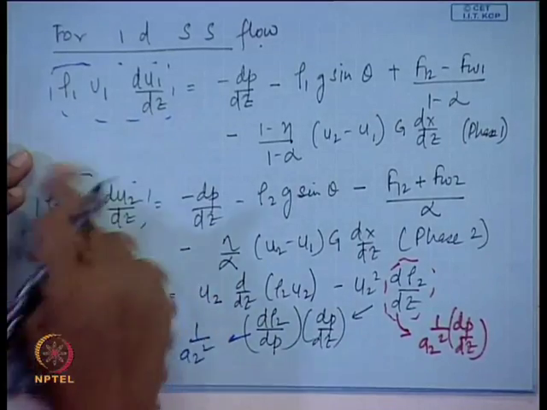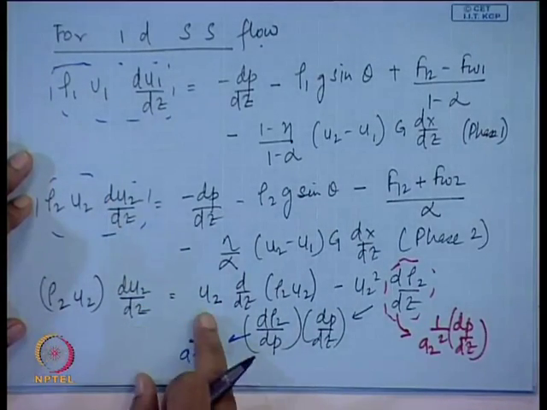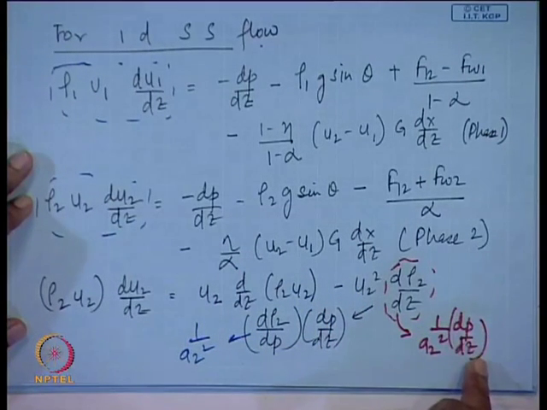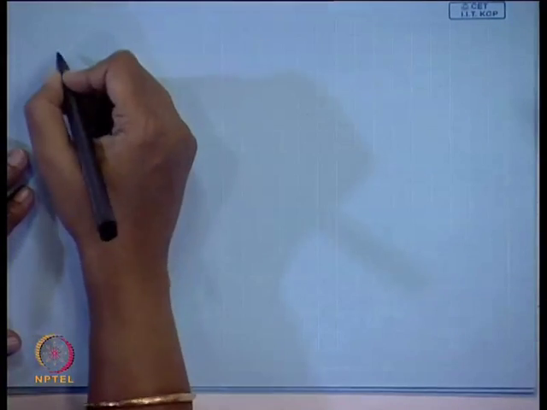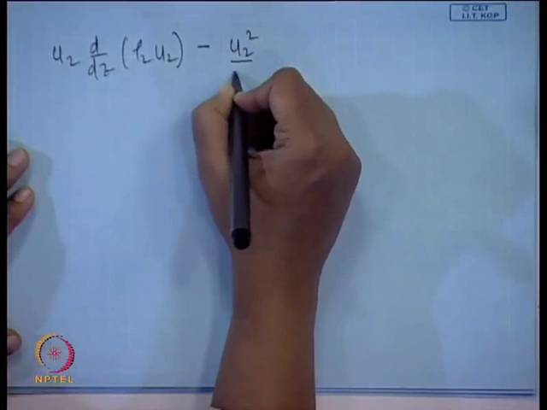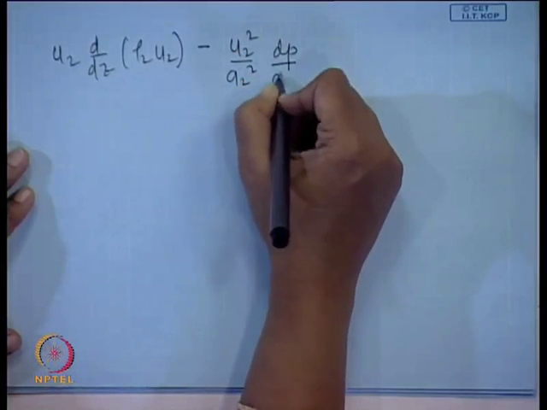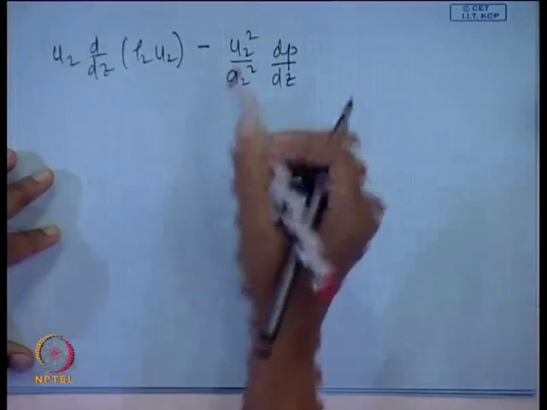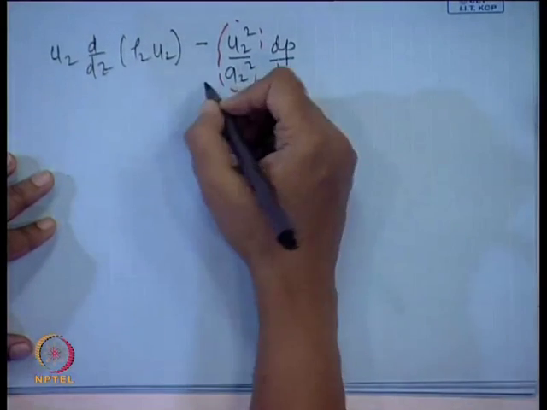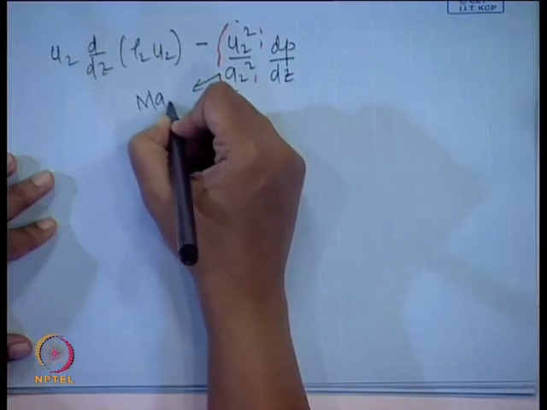Then if I substitute rho 2 u 2 du 2 dz with u 2 d dz of rho 2 u 2 minus u 2 square by a 2 square dp dz, I can very easily do that, is it not? Now, doing that, what do I get? I get u 2 d dz of rho 2 u 2 minus this u 2 square by a 2 square. This particular term is Ma 2 square, the Mach number of phase 2. So, this is nothing but Ma 2 square.